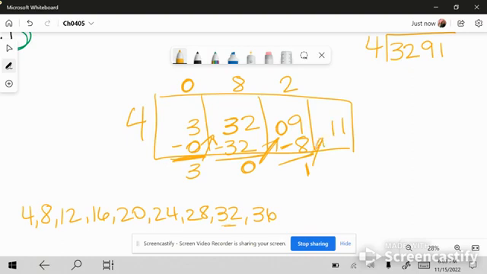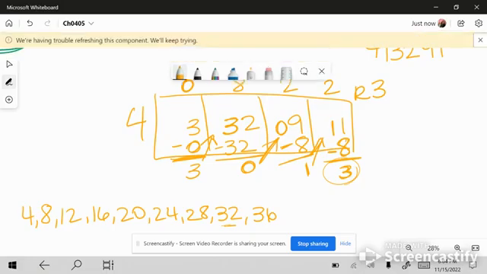And our last regroup. Now we have an 11. The highest we can go is an 8, which was 1, 2 times. 4 times 2 is 8. And that leaves us with 3. Our remainder is less than the divisor. So our final answer is 822 remainder 3.